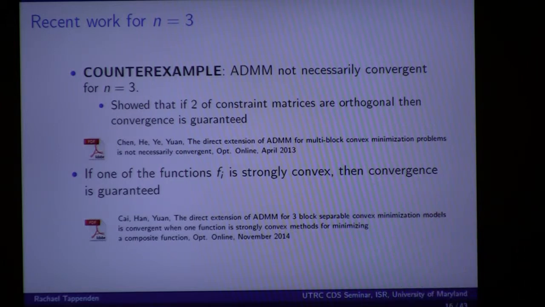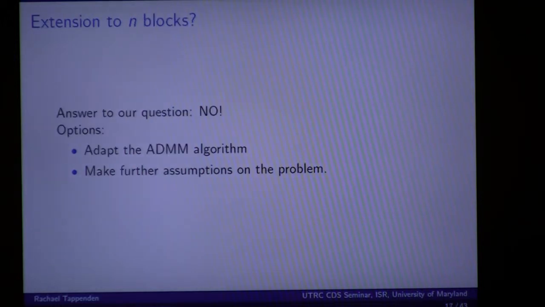So now the game is, what are the conditions that we can put on our problem to get some kind of convergence? Can we alter the algorithm in a small way, or make some more assumptions so that we can get convergence of the algorithm even when there are more than 2 blocks? So this is the reference for that first counterexample, and then there's another paper. If one of the functions out of the 3 is strongly convex, then convergence of the 3-block case is guaranteed. So the answer to our question is, in general, if we're just naively changing this ADMM method, no, we can't guarantee convergence. Actually, in practice, it still works very well, but we can't guarantee convergence.